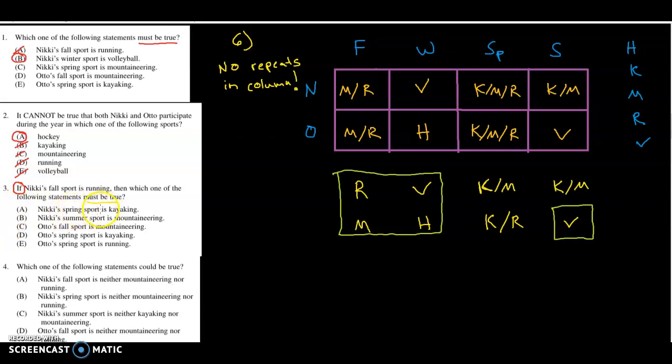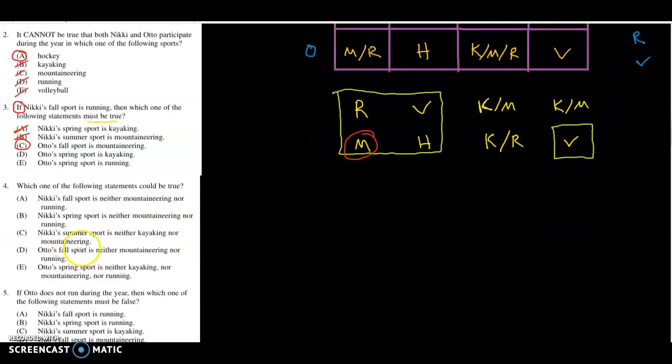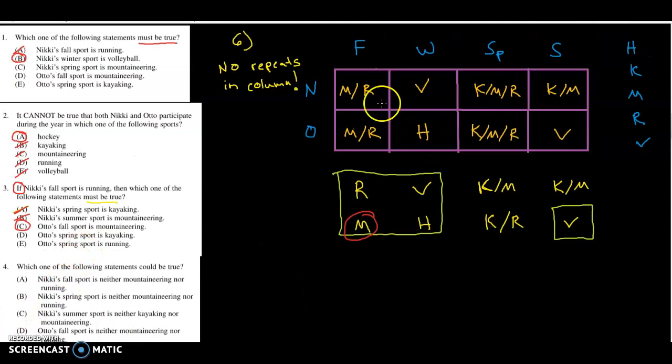A, does it have to be the case that spring is kayaking? No, because it could be mountaineering. That's out. Oh, that's too pale of a color. Let me darken that up a little bit. Okay, so that's out. What about B? Summer sport is mountaineering? Nope, not necessarily because it could be K. That's out. O's fall sport is mountaineering? Yes, that has to be the case. There's no other option for O. So there's our correct answer. Again, I'd encourage you to check the other ones and see why they do not necessarily have to be true.